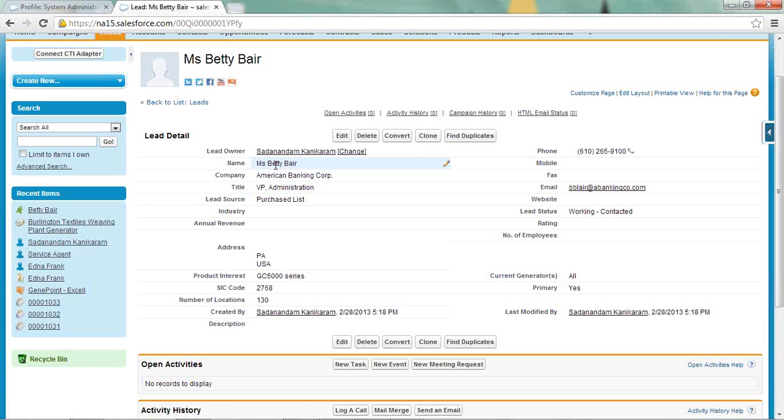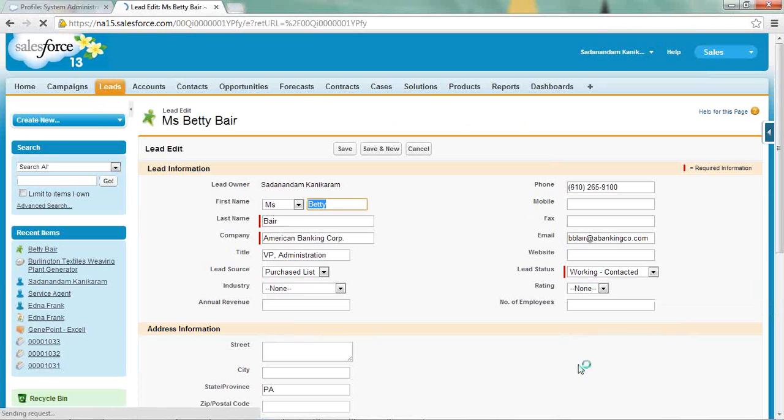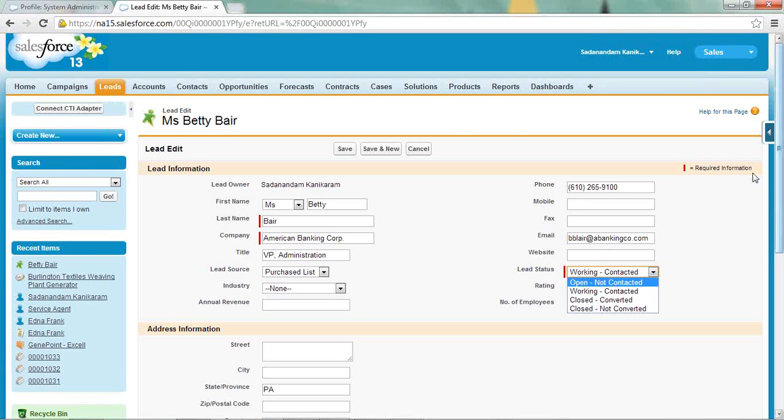And in that case, I don't want to do anything with the lead, right? So I just edit the lead and set the status. Here is my lead status, right? So what I will do is say, okay, not converted. Basically, it's not showing any interest. He doesn't want to buy the product, though he inquired about it.